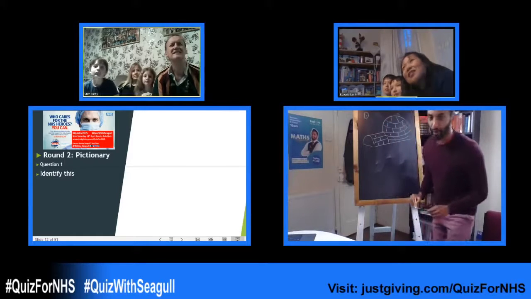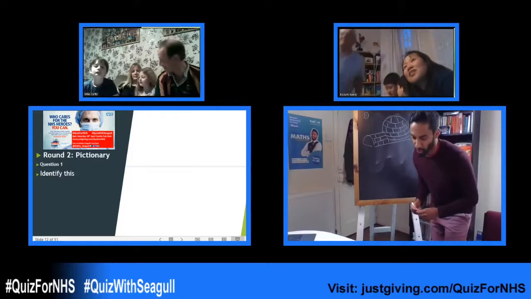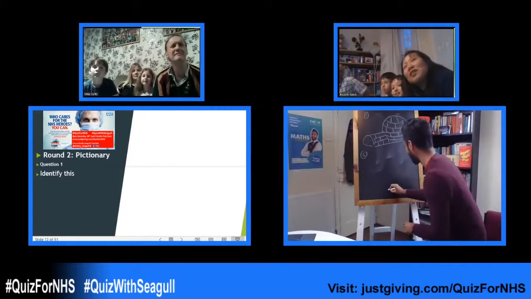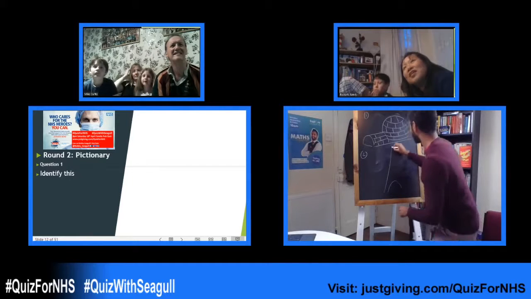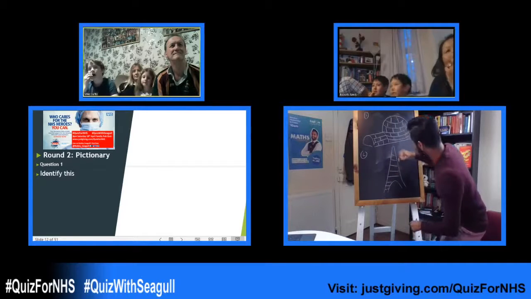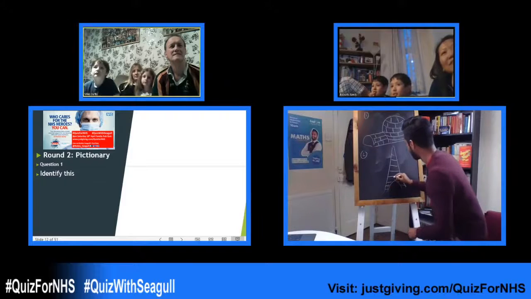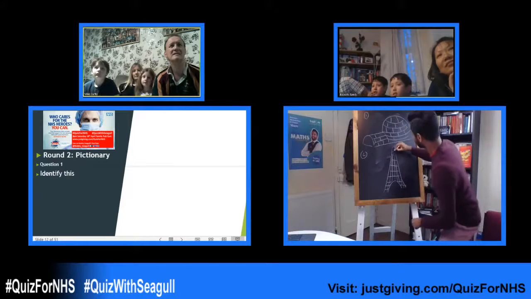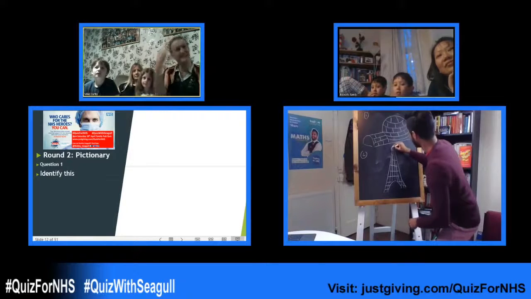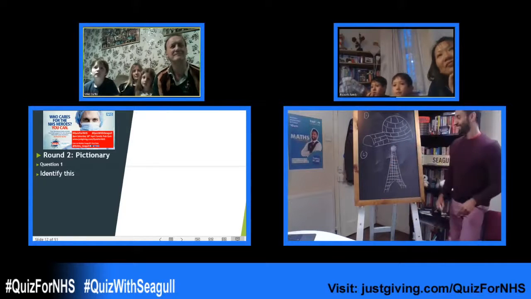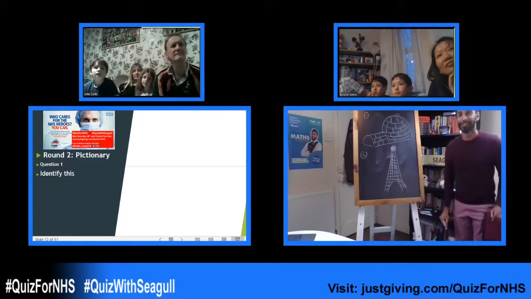Okay. Question number two. I haven't practiced this one. I'm not sure what it's going to end up looking like. Okay, that's question number two. What object, where, what is this in the world? Question number two.